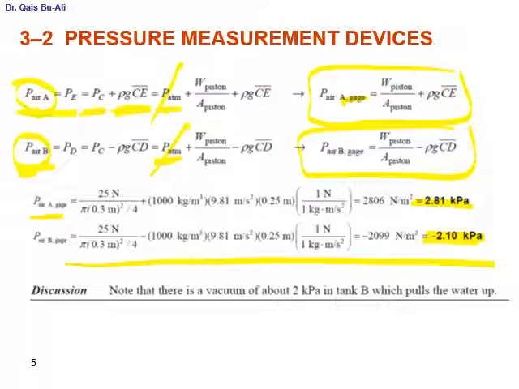And notice that we got a negative sign for the pressure here. This means that this is a vacuum, of about 2 kilopascal, which pulls the water out. So again, let me summarize it. You have the problem, you state the assumptions, and then you solve it. Hopefully you will get those answers given here. And finally, if you wonder how we get this minus pressure, this means we have vacuum pressure.